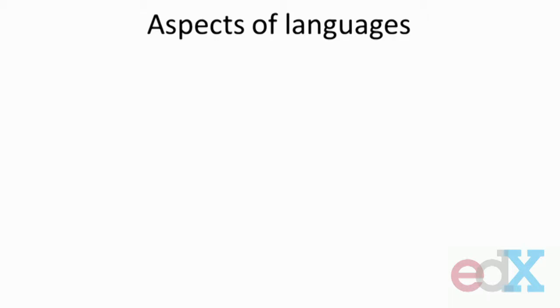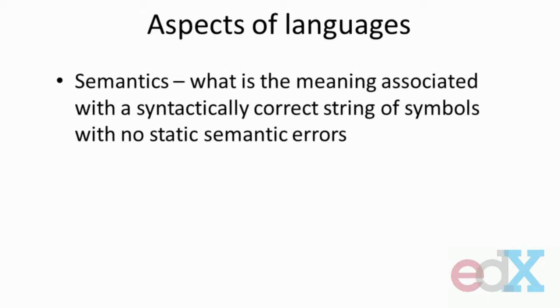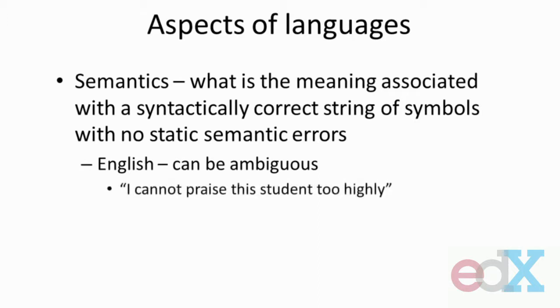And then finally, there is the formal semantics or full semantics of the language. That says what's the meaning associated with a syntactically correct string of symbols that does not have any static semantic errors. What's the meaning associated with an expression? Again, we see the differences between natural languages and programming languages. In natural languages, like English, sentences can actually be ambiguous. For example, the phrase, "I cannot praise this student too highly," has two different meanings. One can be what you would take on the surface, which is saying, I really like this student.